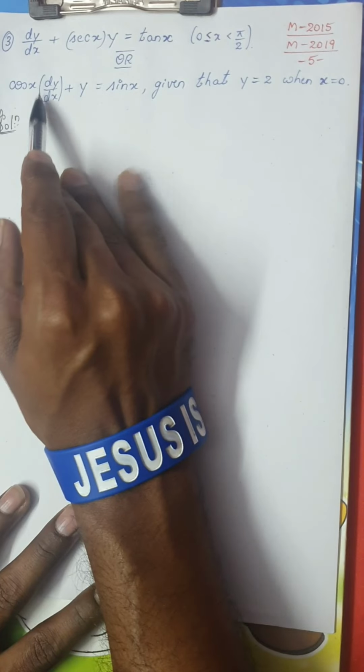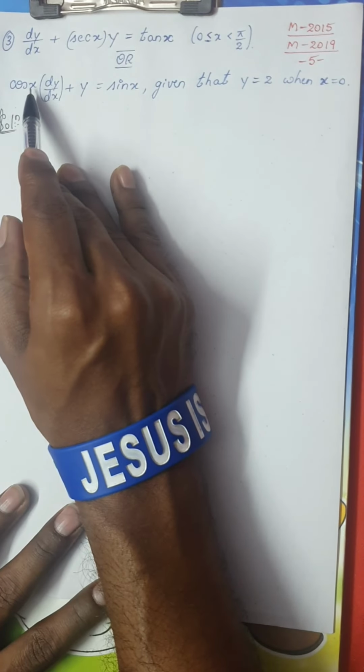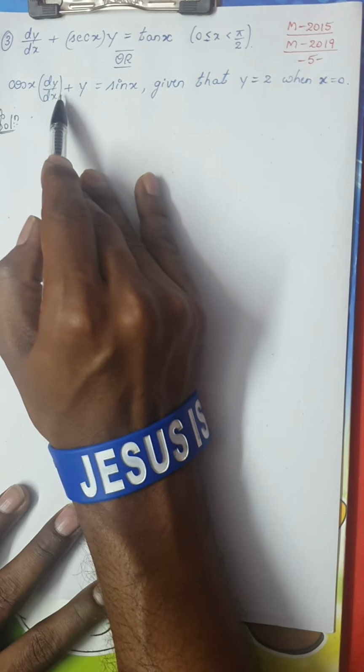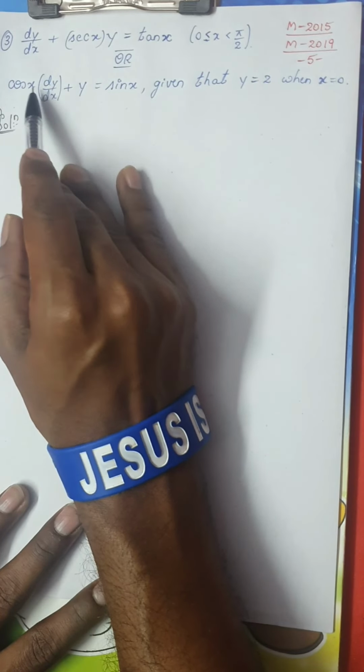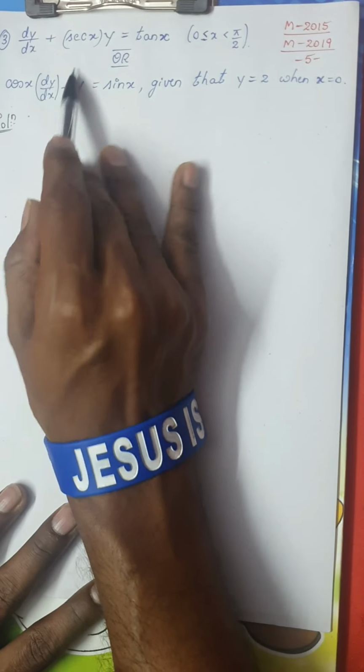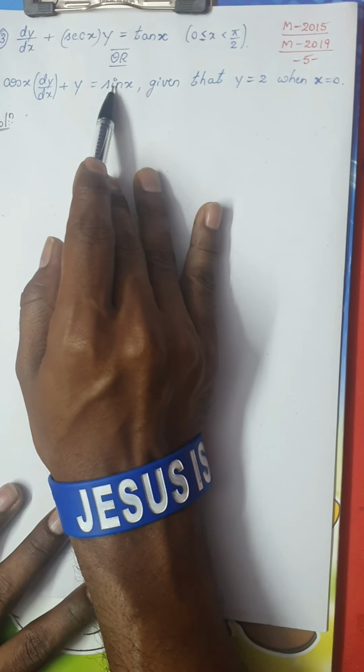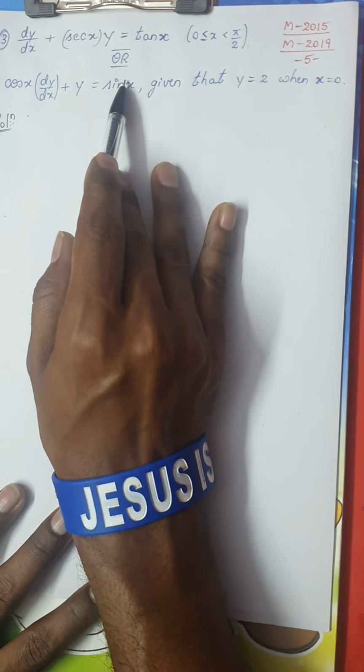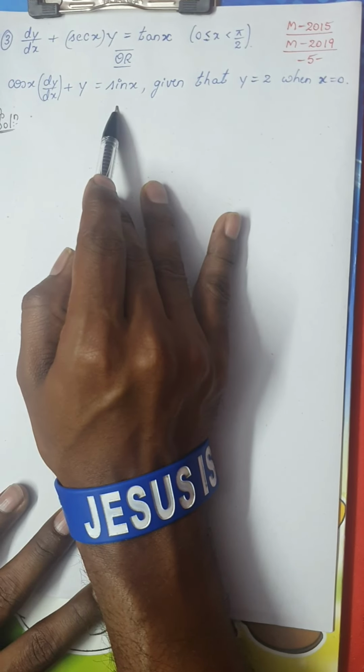Now you can see here that both equations are actually the same. Because if you bring it into standard form, you have to divide the equation by cos x. So dy by dx plus 1 by cos, which would be secant, and sin would be nothing but sin by cos, isn't it? Right?